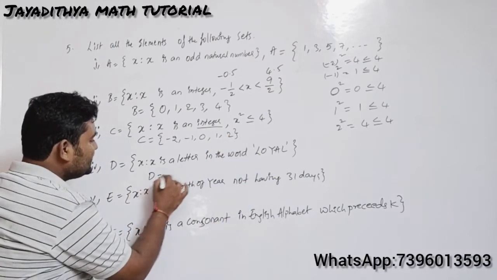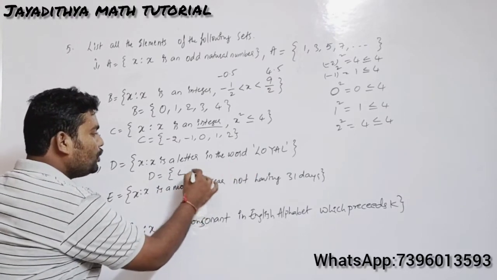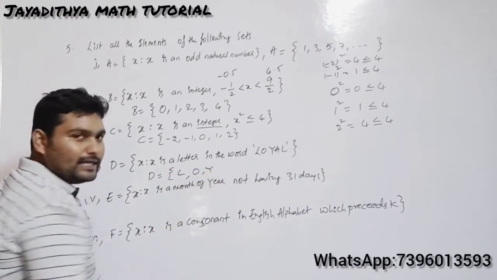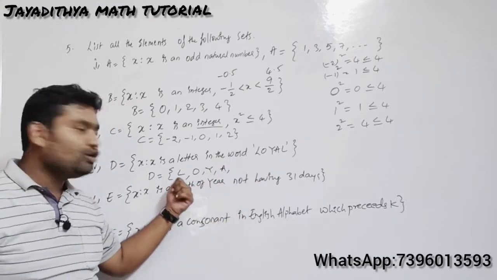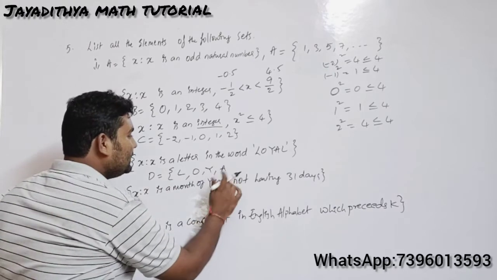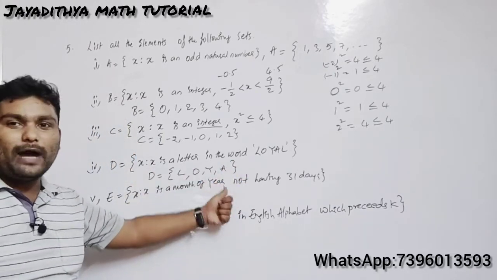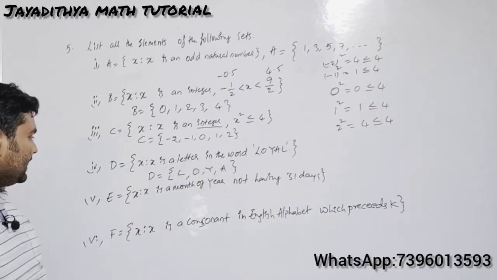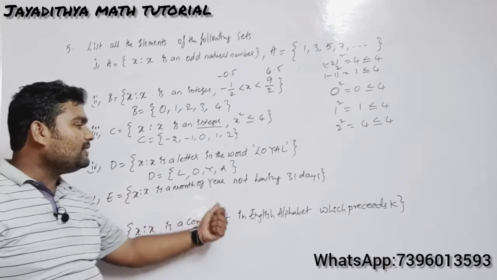So D is equal to, so L we can write here. L is the letter, O is also an element, Y is an element, and A we have, and you should not write L again. Why? Because already we have written. So what are the elements here? In the set, D is equal to L, O, Y, A. That's all. Clear?